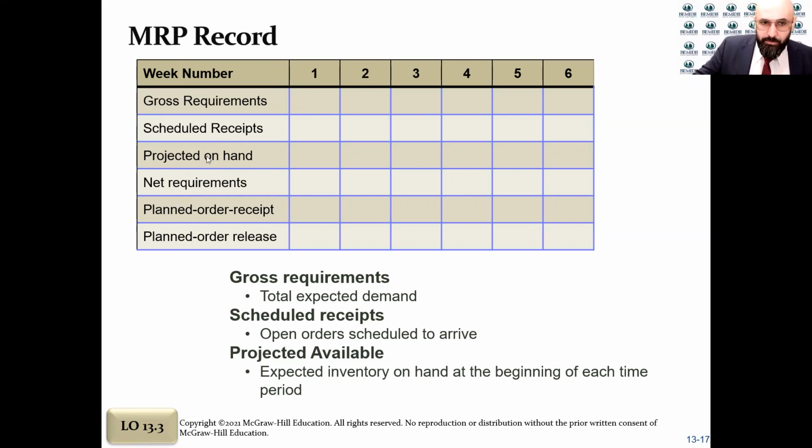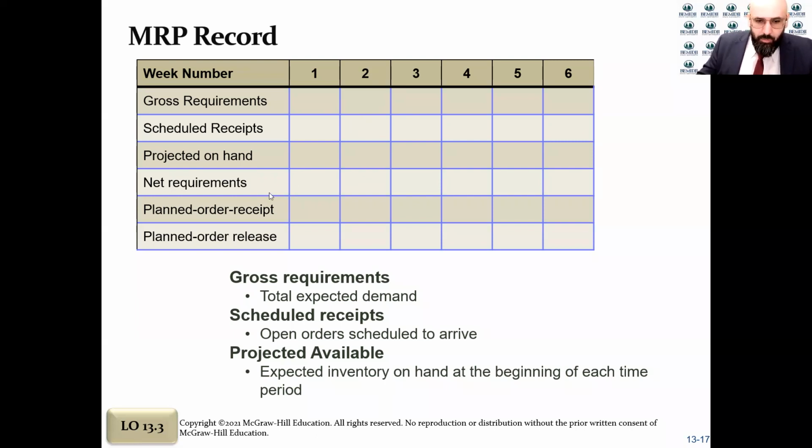The gross requirement, and this is the total expected demand. And again, you could take it from the forecasting strategies that we've learned, or you could take it from the actual orders from customers. We have scheduled receipts, which is open orders scheduled to arrive. So we're expecting these orders to arrive at any minute. And we know exactly the time of arrival.